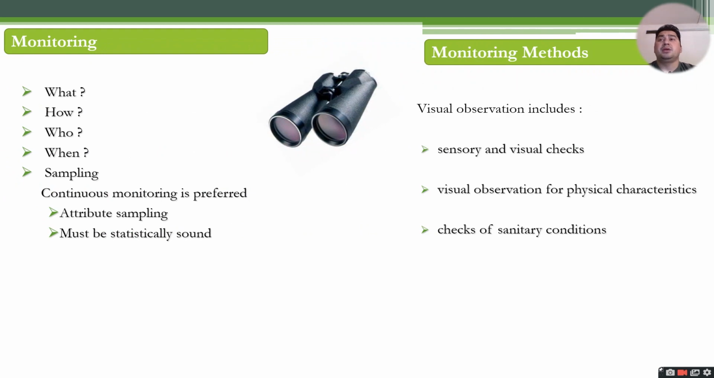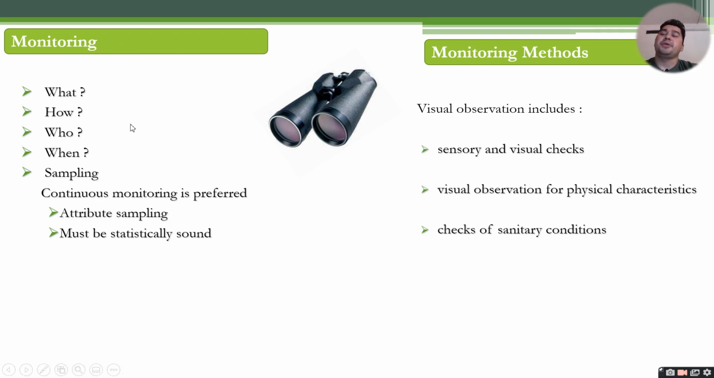Now, when you are monitoring, these are the questions you have to ask: what you will monitor, how you will monitor, who will monitor, when you will monitor, and sampling. Continuous monitoring is preferred. Attribute sampling must be statistically sound. After that, we have the monitoring methods. Monitoring methods include visual observation, sensory and visual checks, visual observation for physical characteristics, and checks of sanitary conditions.